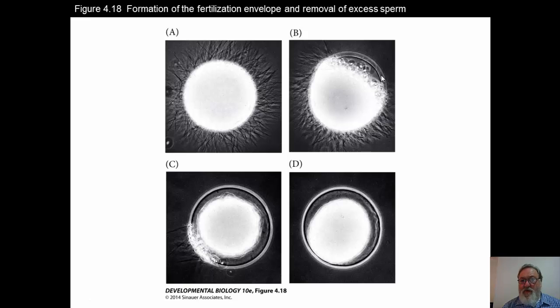And so the sperm that initially got into the egg will be the one that will end up fusing with the egg nucleus, and that will be the one that will fertilize the egg. Once the fertilization envelope is complete and the excess sperm have been removed, which is illustrated here, it's really a zygote then. The nuclei fuse and the egg will begin the division process.